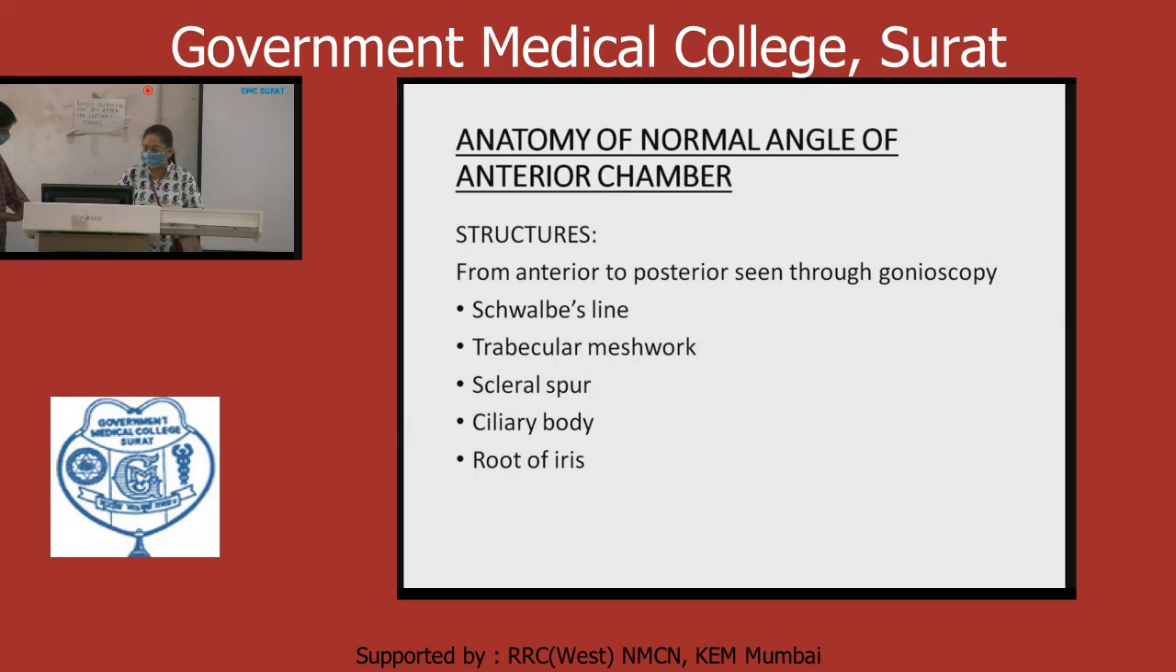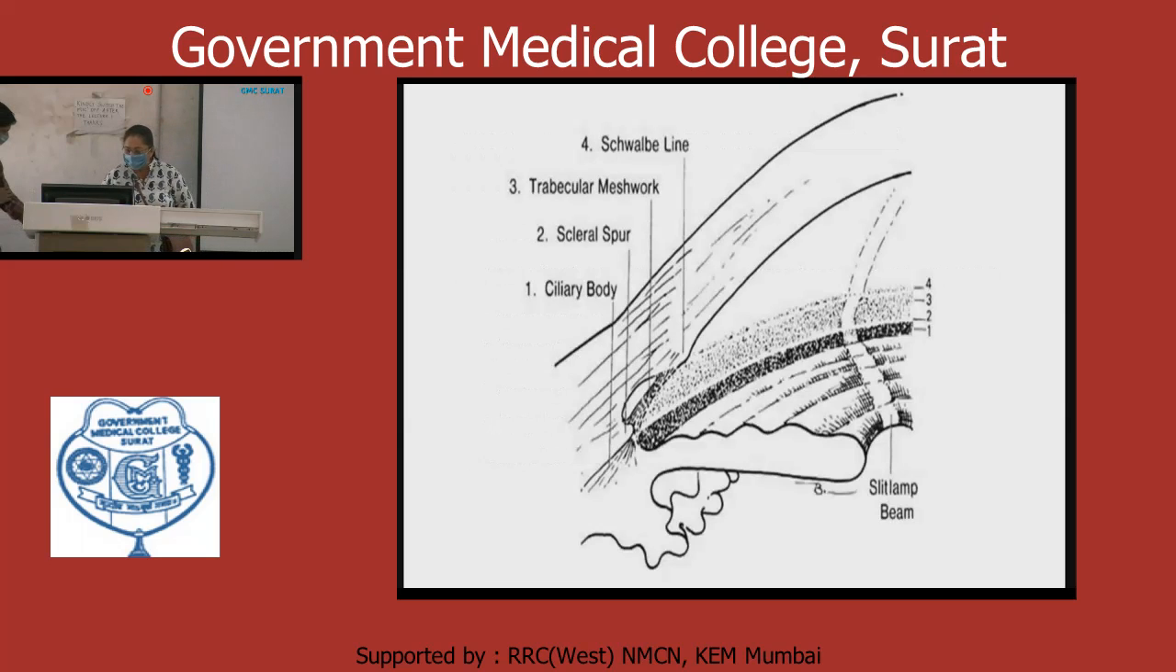Normal anatomy, you must know about this. In short, what we see with the gonio lens, from anterior to posterior, is Schwalbe's line, trabecular meshwork, scleral spur, ciliary body and root of the iris. Now, this is the diagram. One can see where the trabecular meshwork and ciliary body are. Look at the image here, observe properly, and know what the structures are in the angle of the anterior chamber.